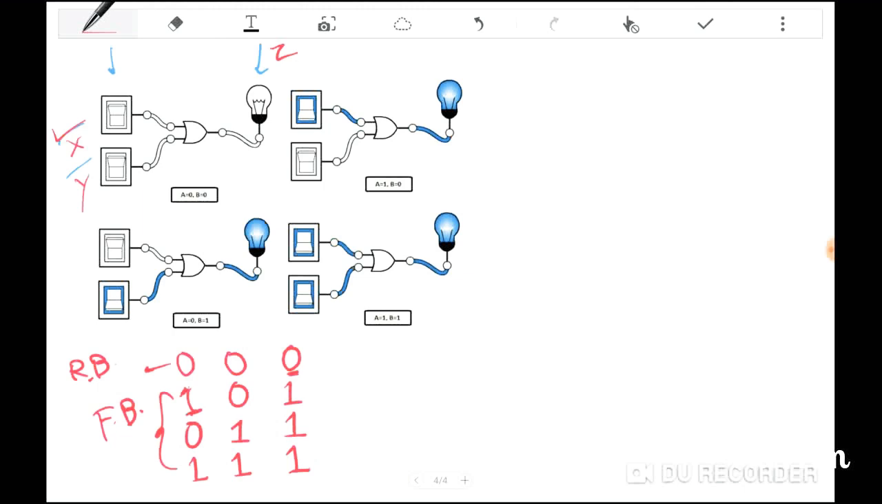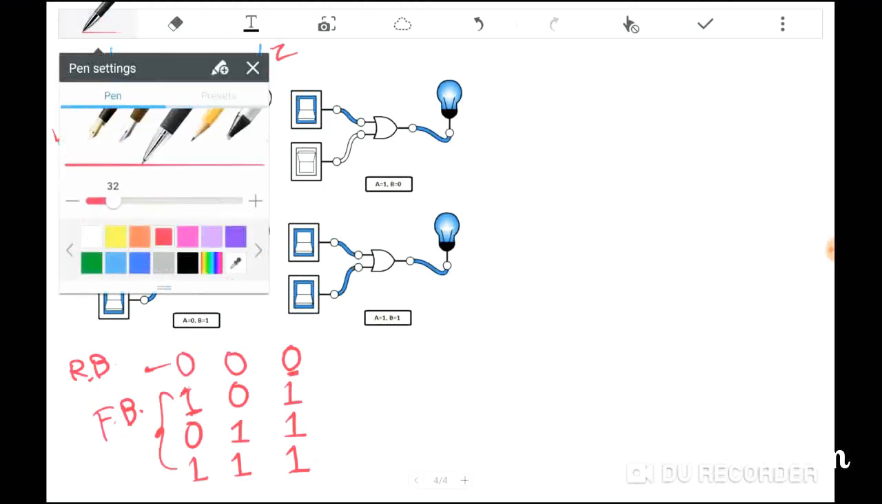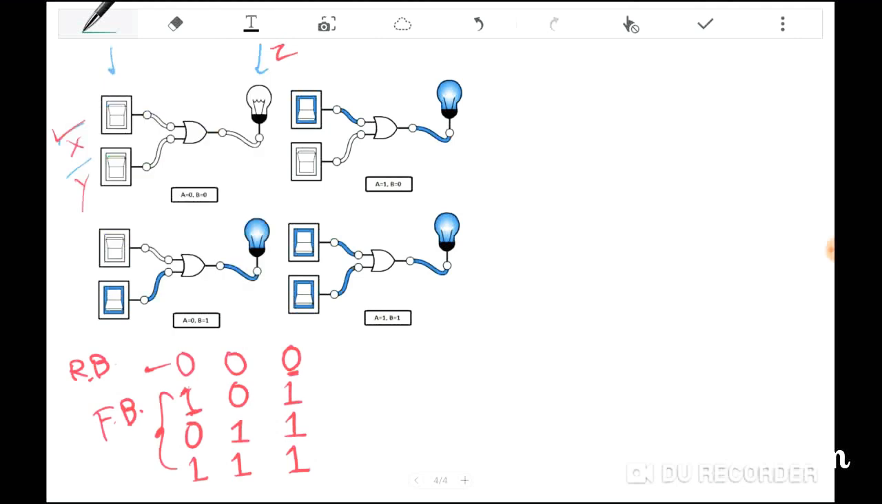Alright, so let's verify this truth table. The first condition is 0, 0. What is happening here? Both these switches are off. Now I will just give you a real life example here. So both the switches are off here, so the bulb is off.